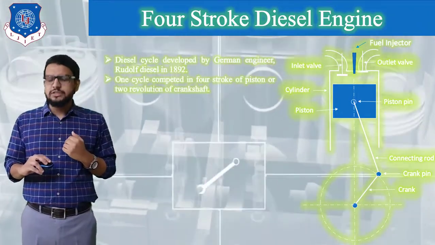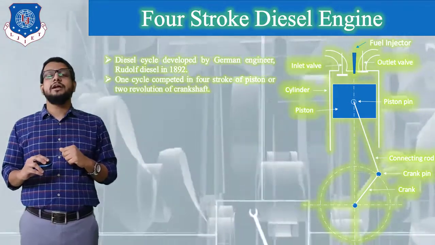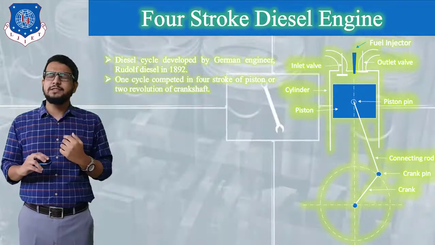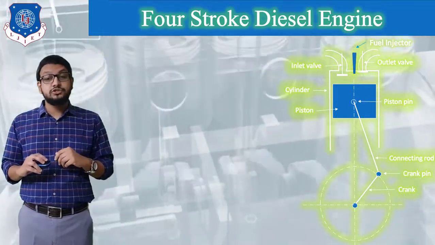Now the diesel cycle was developed by German engineer Dr. Rudolf Diesel in the year 1892. Again, this cycle comprises 4 strokes, that is suction stroke, compression stroke, power stroke and exhaust stroke.